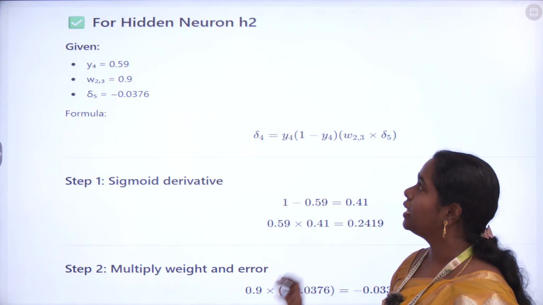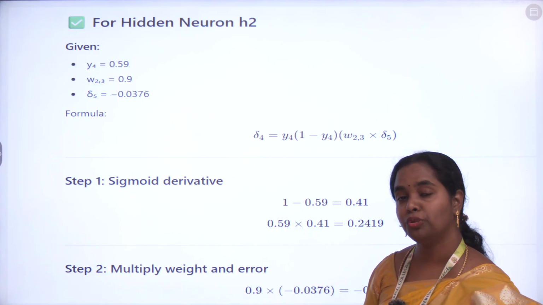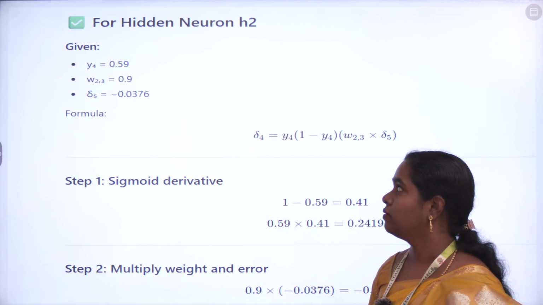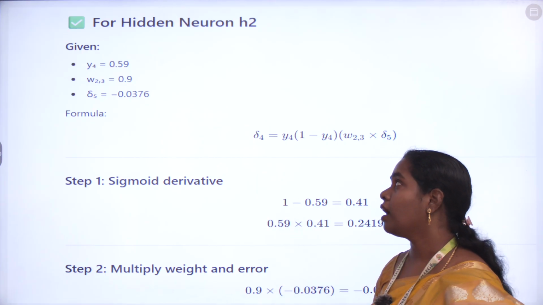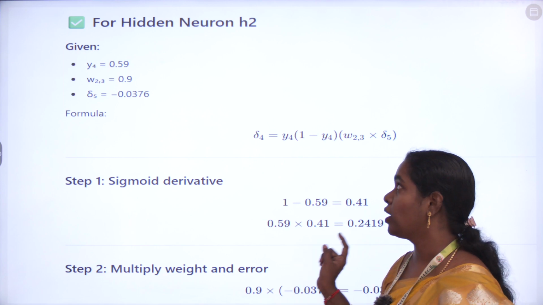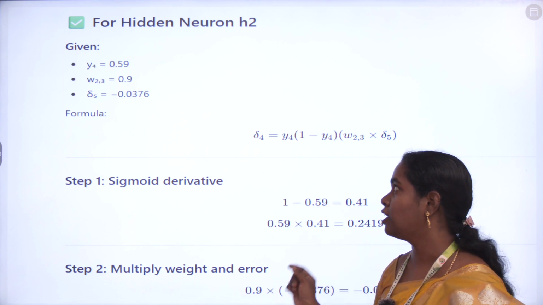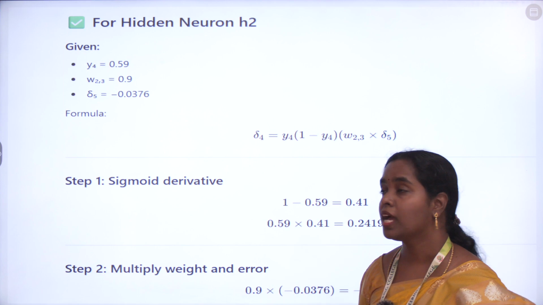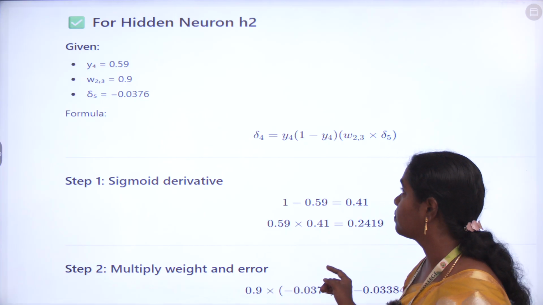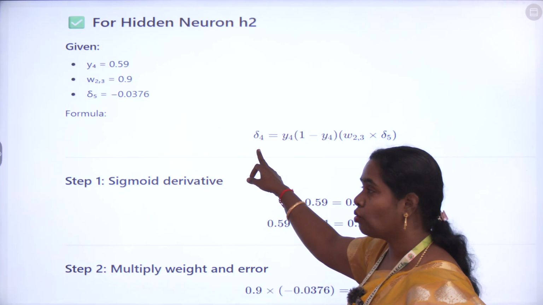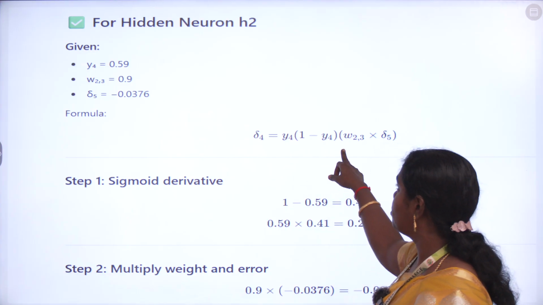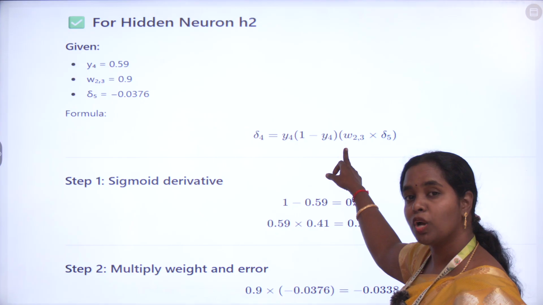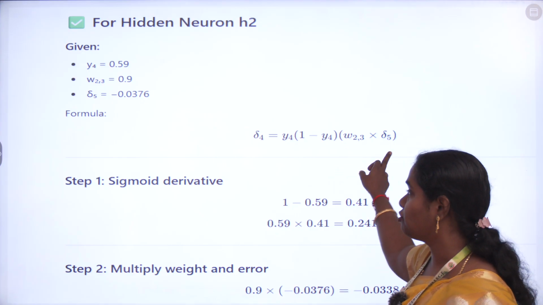Next, for the hidden neuron H2 node. Already we have the data: Y4 is 0.59, the weight W2,3 is 0.9, and delta 5 is minus 0.0376. You have to find the delta 4 value, so you need to use the formula Y4 into 1 minus Y4 into weight W2,3 into delta 5.